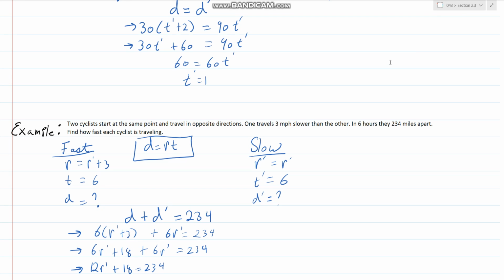For some reason, before I had them set equal to each other, and we need to add them. So I have 6 times r prime plus 3 plus 6r prime equals 234. And then we can find 12r prime plus 18 equals 234. And from there, we can find that 216 divided by 12 equals r prime.